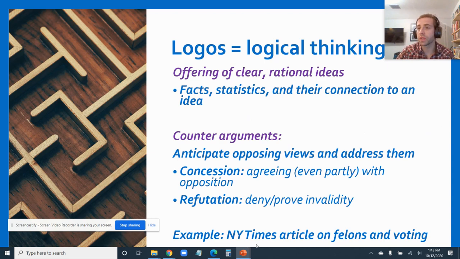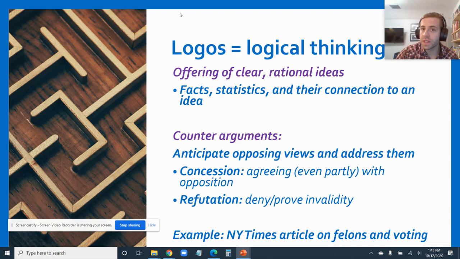Great example is that New York Times article about felons and the right to vote, right? For a majority, like three-quarters of their paper, they're just focused on, here's a fact, here's what it means. Here's a fact, here's what it means. And then at the end, that's where they pull everything together and say, here's what we need to do about it. Like, if you followed my logic all along, this is the obvious solution.